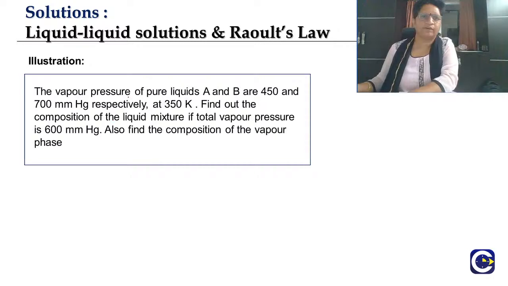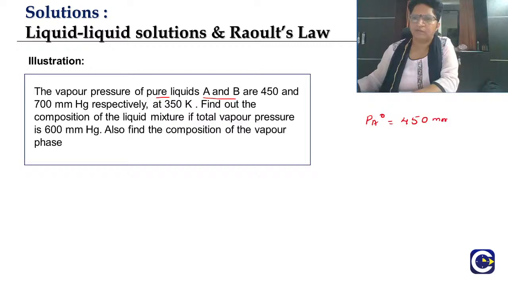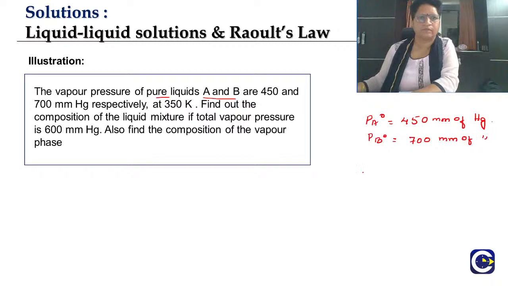Okay, the vapor pressure of pure liquids A and B: PA naught is equal to 450 millimeters of mercury, and PB naught is 700 millimeters of mercury. Find out the composition of the liquid mixture.